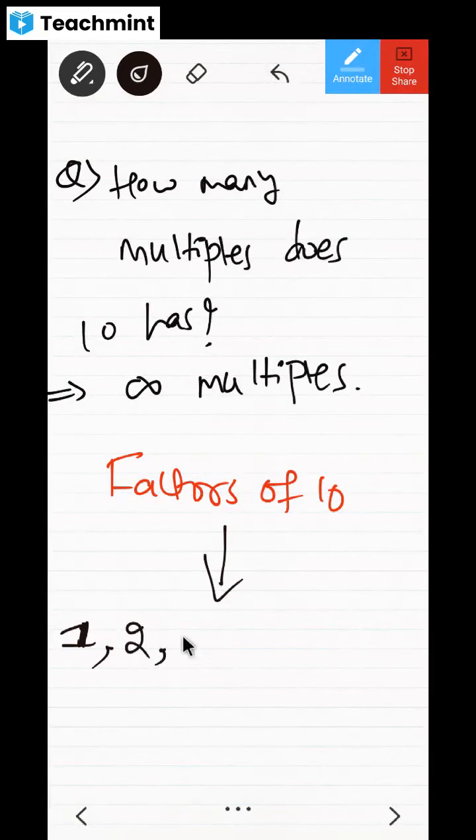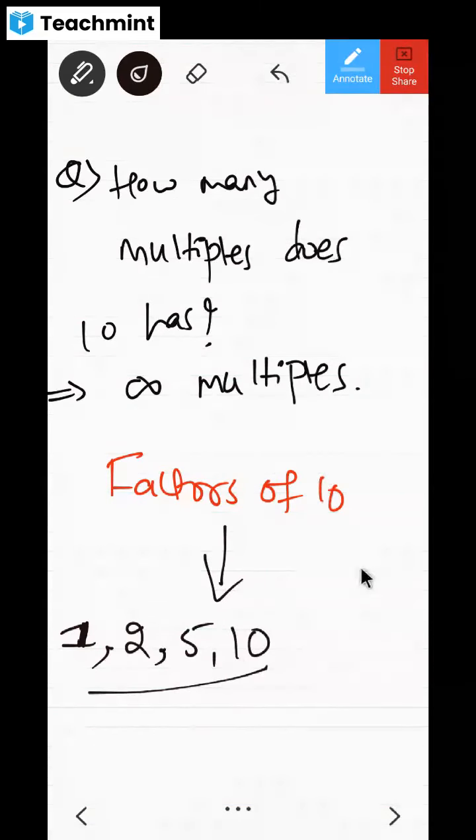So I am going to remove 3. Next I am going to have 5. 4 is also not in this group, because 4 is not going to divide 10 completely. Then I am going to have 10. So 1, 2, 5 and 10 are the factors of 10, or not? Yes, sir.